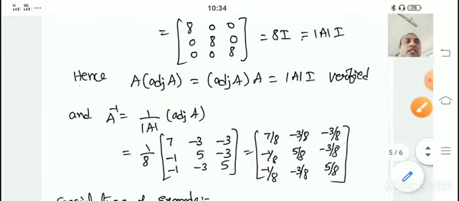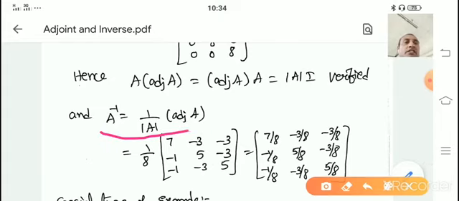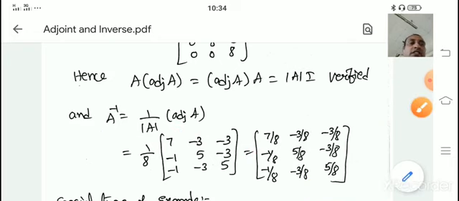Now, what is the formula for inverse? A inverse is equal to 1 by det A into adjoint A, which is 1 by 8 into adjoint A. Then divide each and every element inside the matrix by 8, and you get the answer, A inverse, which we found.